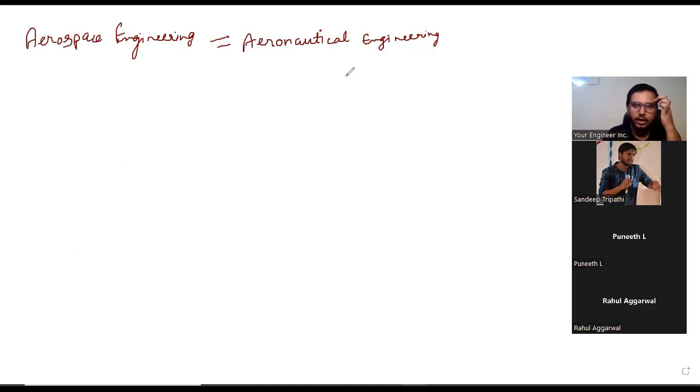But yes, because hydrodynamics and aerodynamics are somewhat comparable, aeronautical engineering has some syllabus related to oceanic sciences, atmospheric sciences, and earth science. That's what we are going to talk about in the sector itself. So aerospace engineering in India is equal to aeronautical engineering. Don't have a doubt at all. Now, aerospace engineering: what are the main things that make it up?